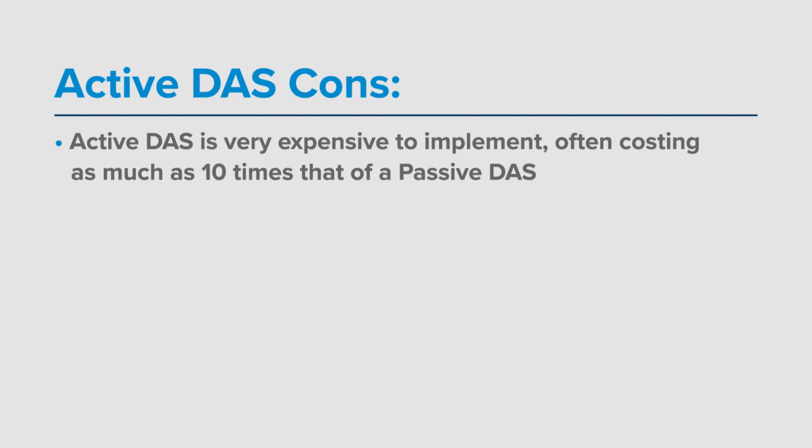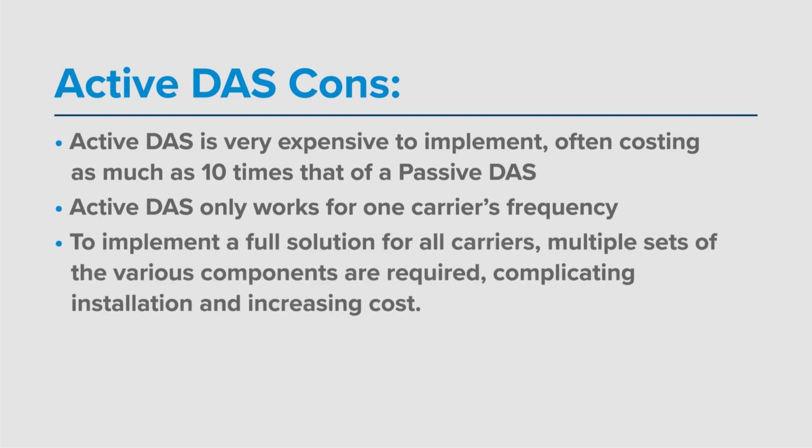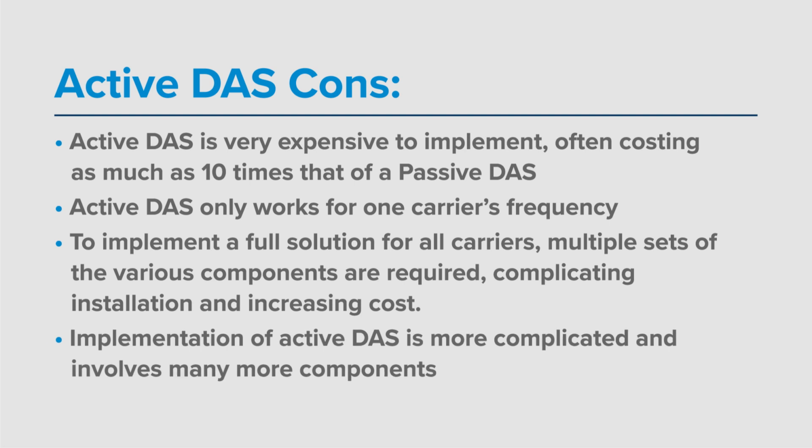Active DAS only works for one carrier's frequency. To implement a full solution for all carriers, multiple sets of the various components are required, complicating installation and increasing cost. Implementation of active DAS is more complicated and involves many more components.